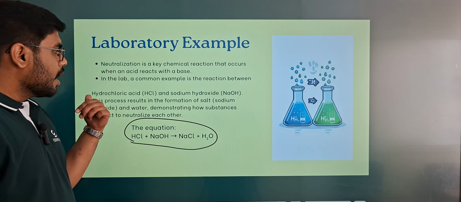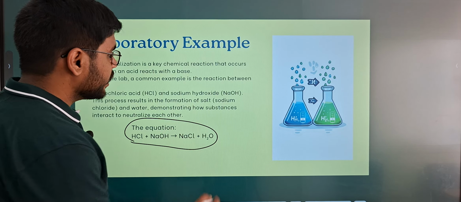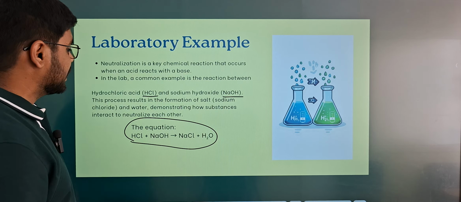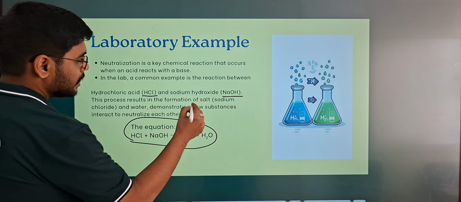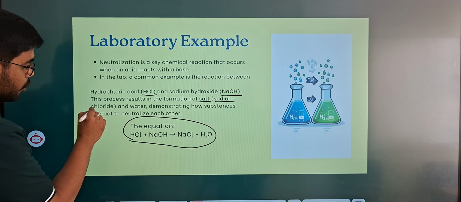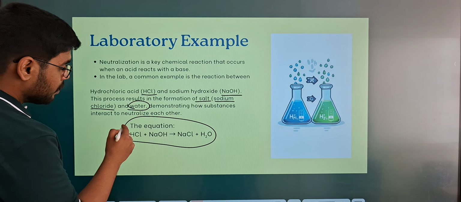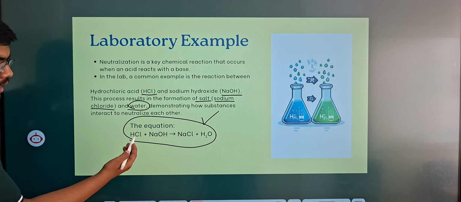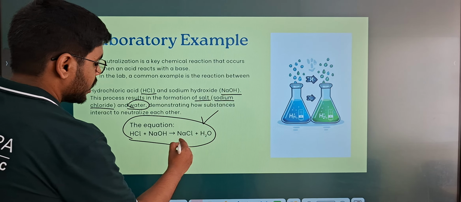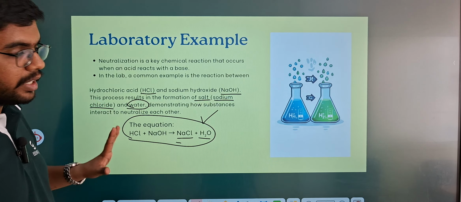What is this reaction? Hydrochloric acid, which is an acid, reacts with sodium hydroxide, and its chemical formula is NaOH, and hydrochloric acid's chemical formula is HCl, thereby resulting in formation of salt. Which is this salt? The chemical name of this salt is sodium chloride, and it also liberates some amount of water. This will be the equation for that: HCl plus NaOH gives rise to NaCl plus H2O. Okay, this was one of the examples which happens in the laboratory.